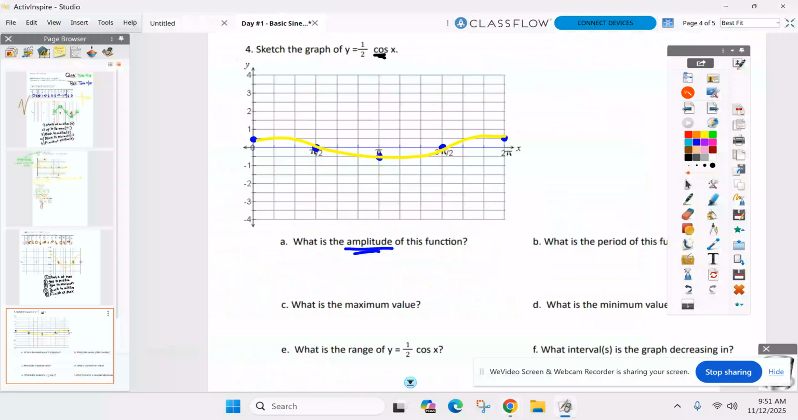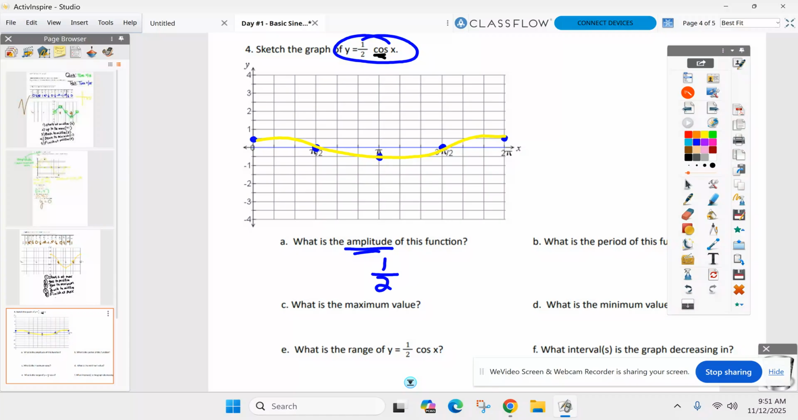Amplitude is the number out in front of the equation that you just graphed. What's in front of the cosine? Oh, one half. They're asking what it is. Yeah, what's the amplitude? Not one like half, the actual 1/2. It's the number out in front.